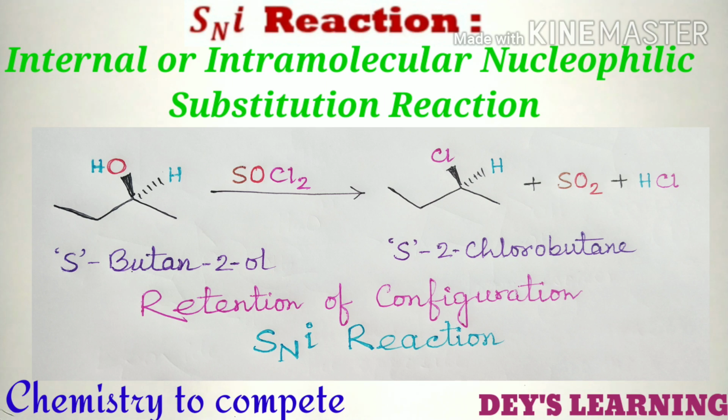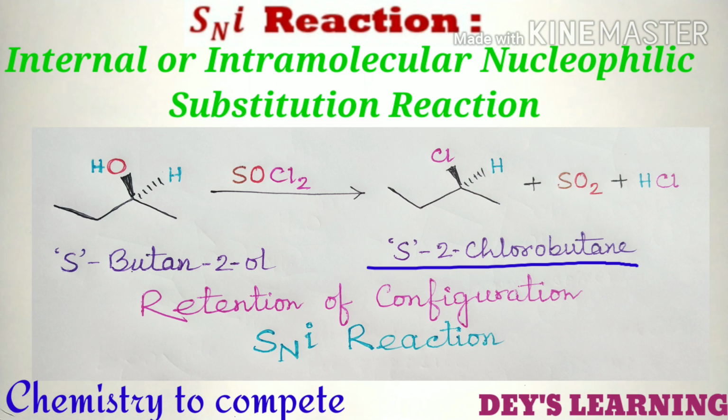If we consider the molecule S-butan-2-ol, that is this molecule, on treatment of this molecule with thionyl chloride, that is SOCl2, we have the molecule S-2-chlorobutane. So this is actually an SNi reaction. Now the problem is here, the configuration of the chiral carbon is retained.